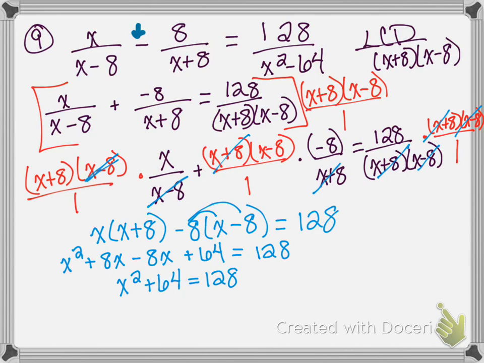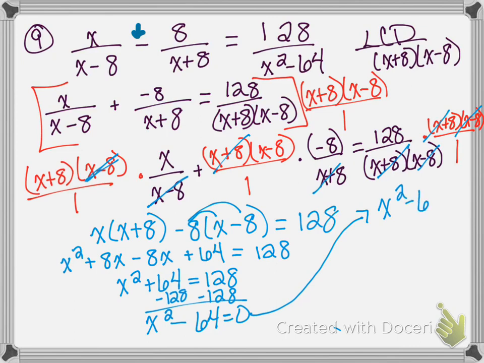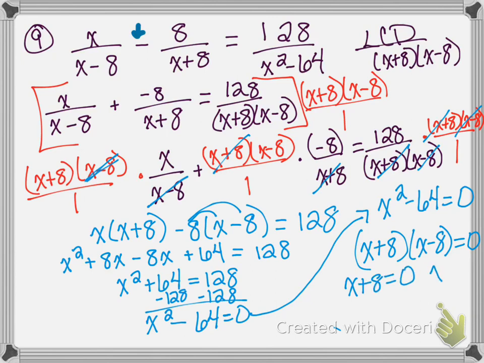When I subtract 128 from both sides, I'm left with a difference of perfect squares. I'm left with x squared minus 64 equals 0. X squared minus 64 equals 0 is x plus 8 times x minus 8. And when I set each one of these equal to 0, I end up with x equals negative 8 and x equals positive 8.